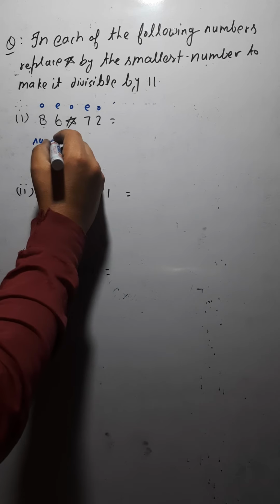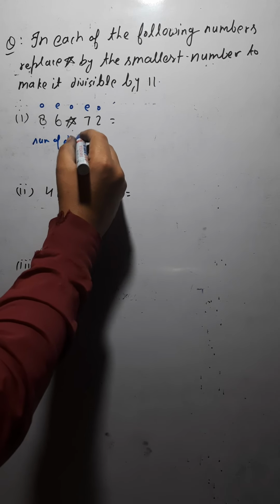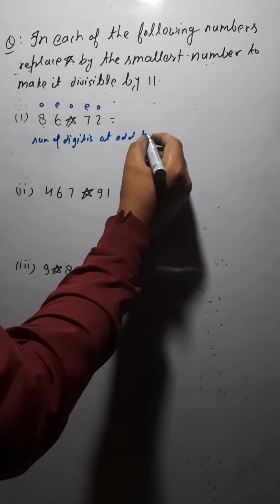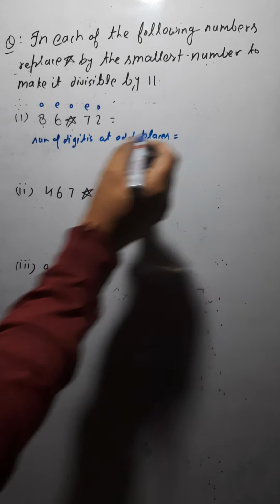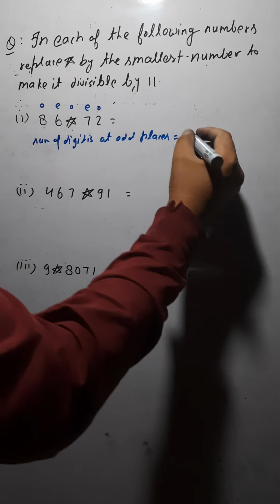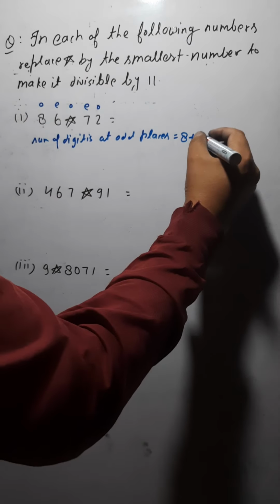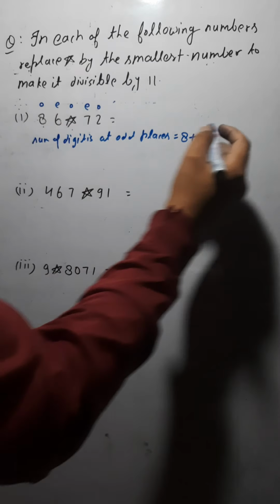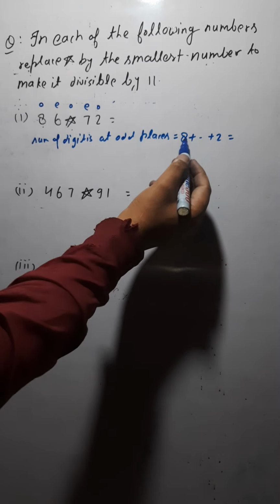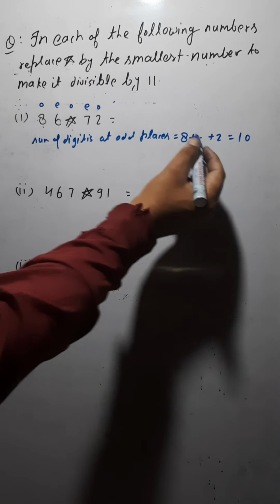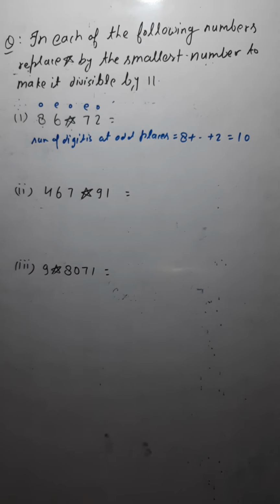Sum of digits at odd places. So first here you have 8, then you have star, then you have the next, that is 2. If you add all, you are getting how much? 8 plus 2, 10. But still you don't know what is here. You have to write the number here.